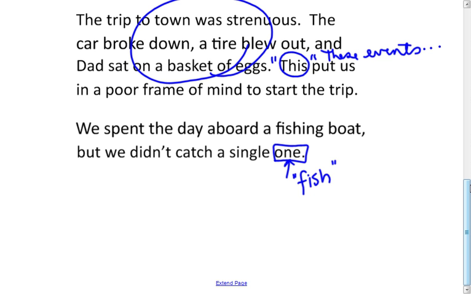What else are you doing on a fishing boat? Well, getting a sunburn, becoming seasick. Lots of things can happen on a fishing boat. There's no antecedent fish for the word one. So that is a pronoun problem. These are the sorts of things that you look for in revision, not in drafting.